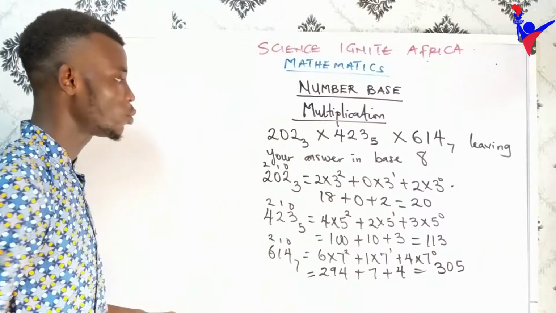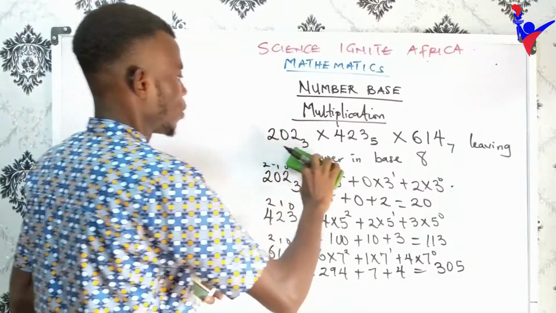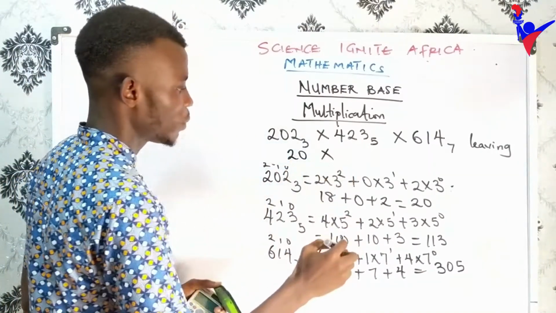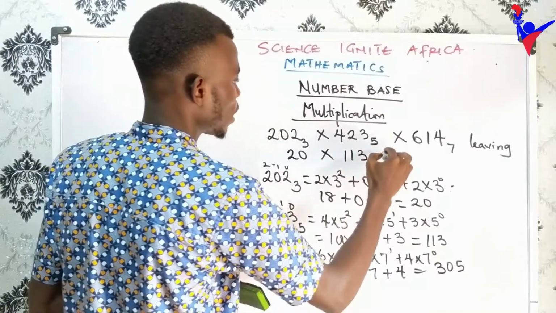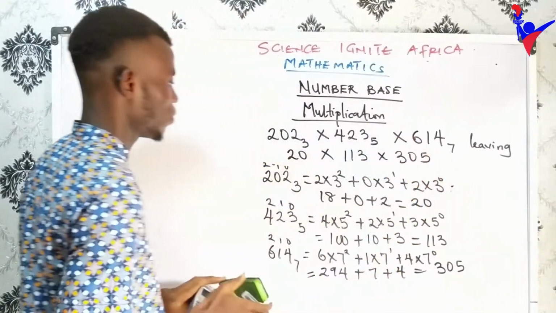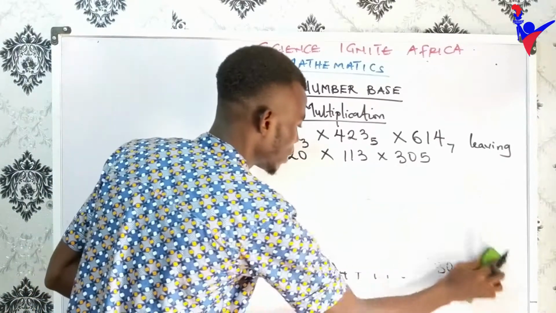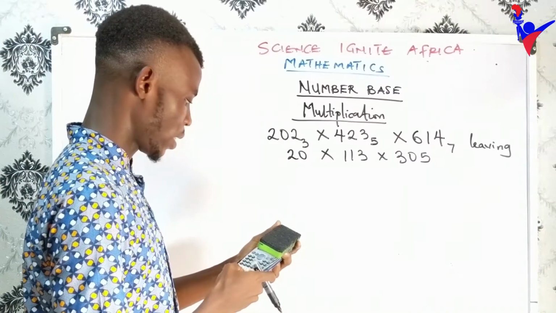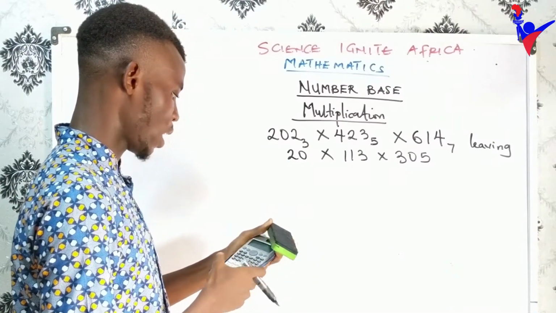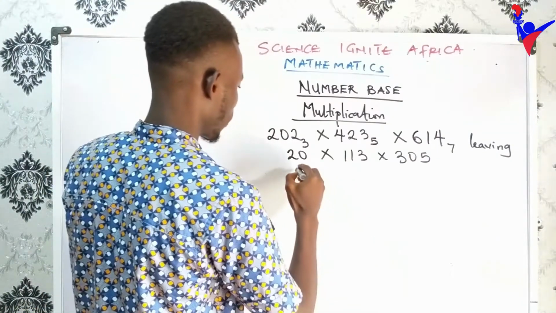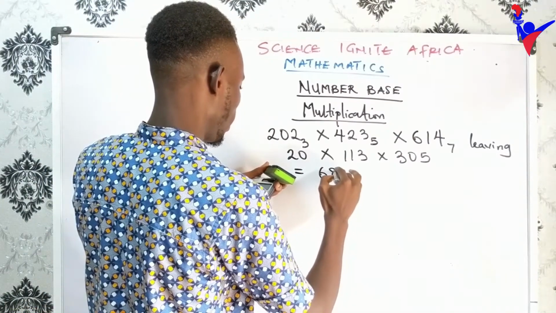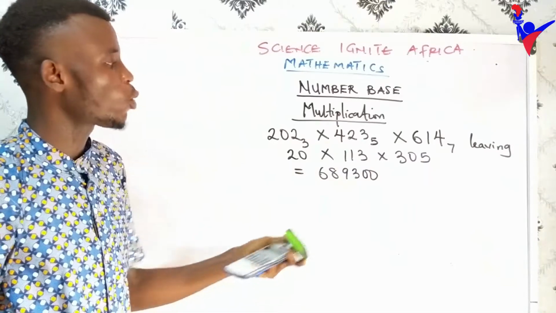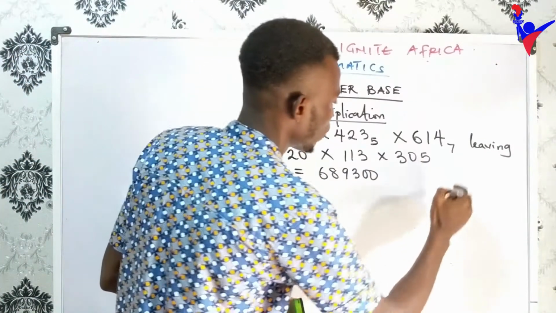Now, we've been able to convert all these. Then this becomes 20 multiplied by 113 multiplied by 305. So I've converted all to base 10. Then let's go now. So now I have 20 multiplied by 113 multiplied by 305. What do we have? We have 689300. But now to convert this to base 8, that means we are having a long journey this afternoon.